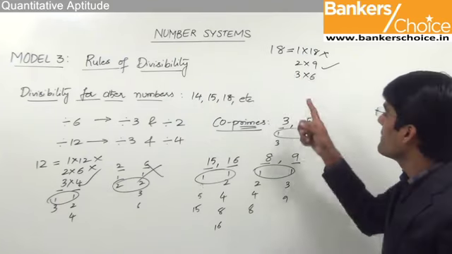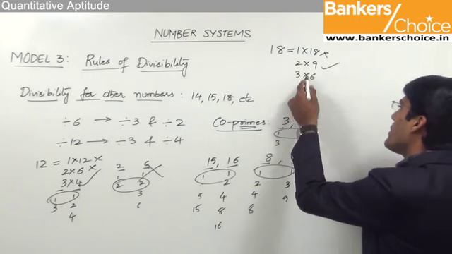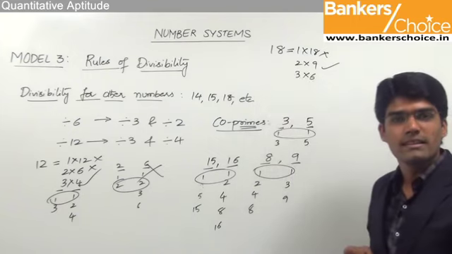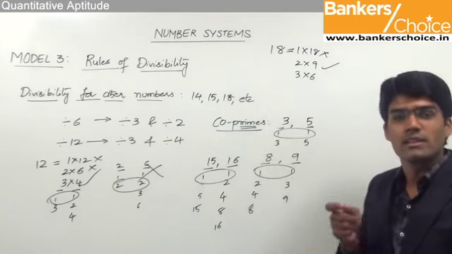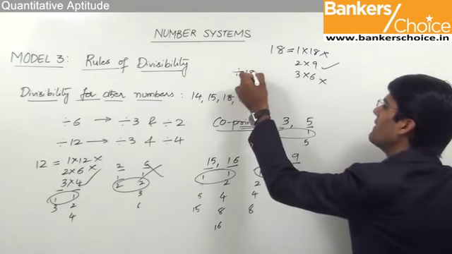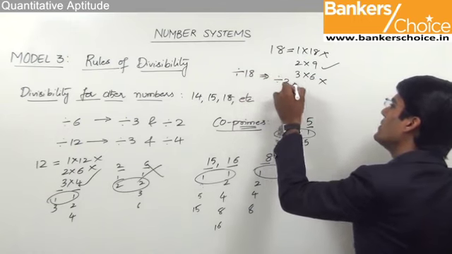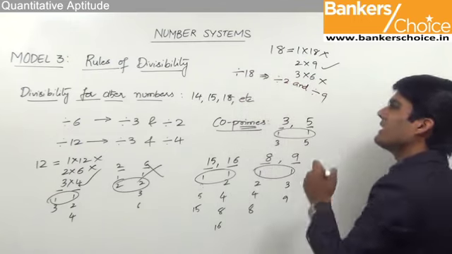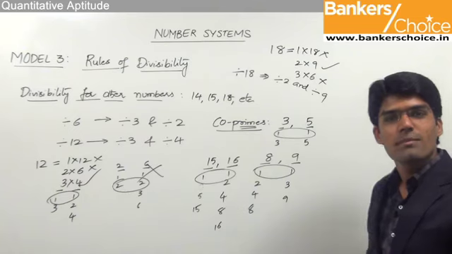And when we take 3 and 6, we know that highest common factor of 3 and 6 will be equal to 3. Since the highest common factor is 3 and not 1, 3 and 6 are not co-primes. So the divisibility for 18 will be that the number has to be divisible by 2 and it should be divisible by 9. Likewise, we can check for the remaining numbers as well.